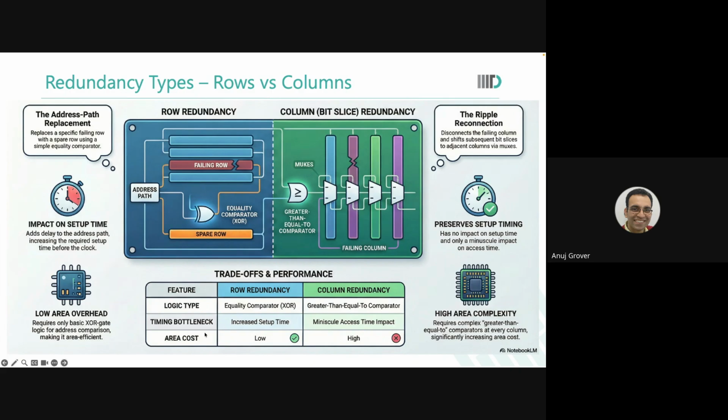Not greater than equal to, only an equal to comparator. So you'll save some area, but you still have lost the area because you have equal to comparators in every IO. Okay, area is still far larger than row redundancy. Are you getting it?